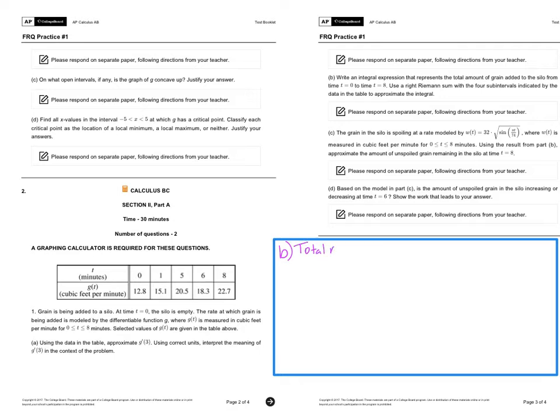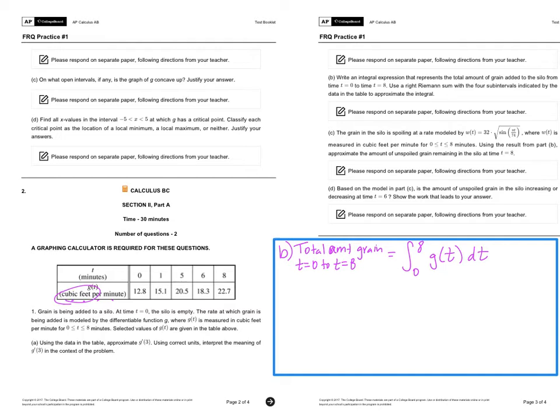So total amount of grain from t equals 0 to t equals 8 is equal to, what's the integral expression? That would be the integral from 0 to 8 of g of t, wouldn't it? Because that's the rate that it's being added. And so if I integrate cubic feet per minute, remember when you integrate, that's times minutes, so you would get cubic feet. So that's the volume that's in there. That makes sense. The units make sense.